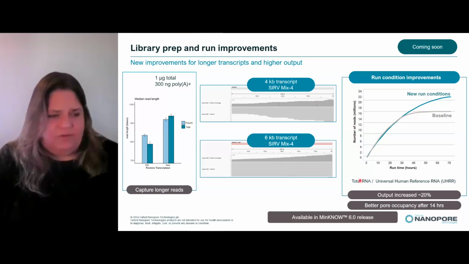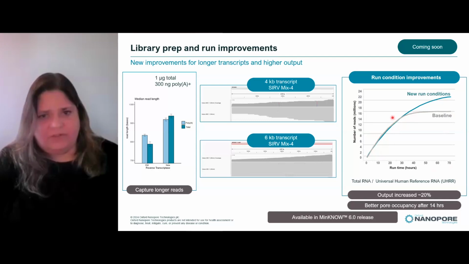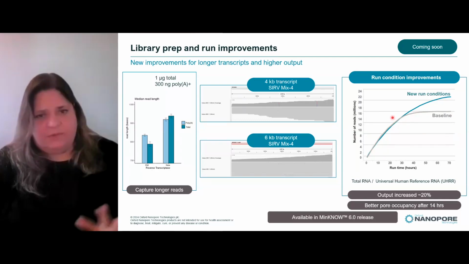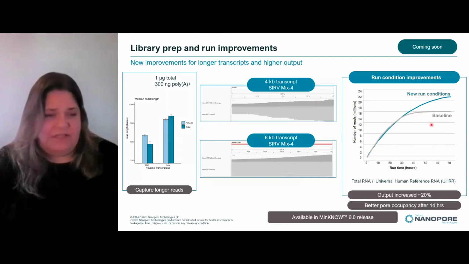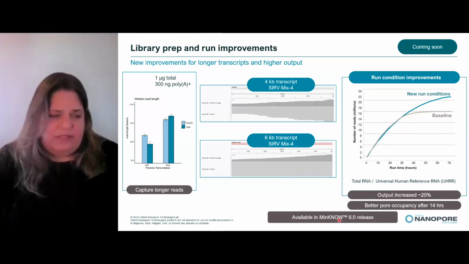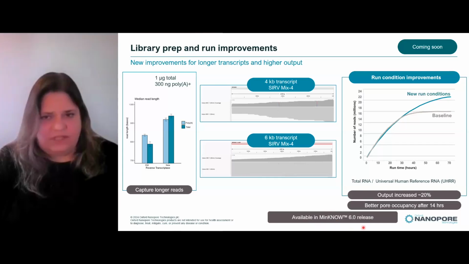And here we're showing number of reads on a PromethION flow cell, the new run conditions versus baseline. And what we see is we get better pore occupancy in the new run conditions after about 14 to 20 hours, where normally we'd see a little bit more pore occupancy drop off in the old kit conditions. Now we're getting about 20% increase after that. This is a software change, available in the Minnow 6.0 release, which is coming out, as I mentioned, sometime in the next few months.